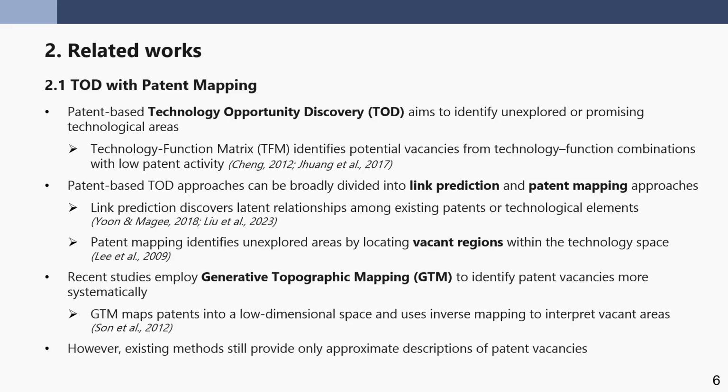Link prediction searches for latent relationships among existing technological elements, while patent mapping focuses on latent regions within the technology space. More recent studies have applied generative topographic mapping, or GTM, to identify vacancies more systematically. GTM maps patents into a low-dimensional space and uses inverse mapping to interpret vacant areas. However, these methods still provide only approximate descriptions of the identified patent vacancies.